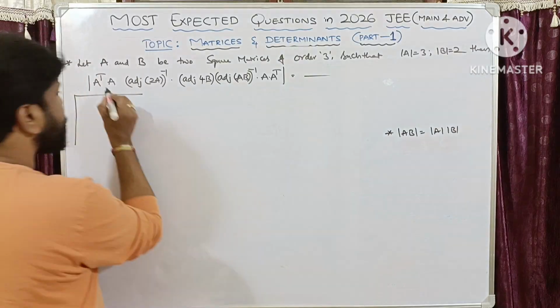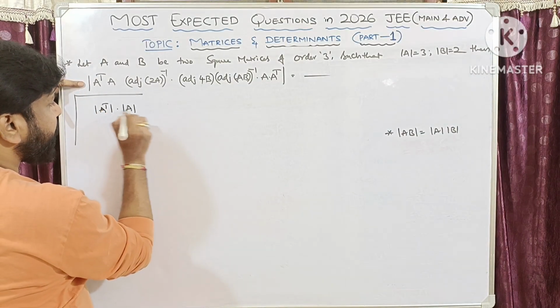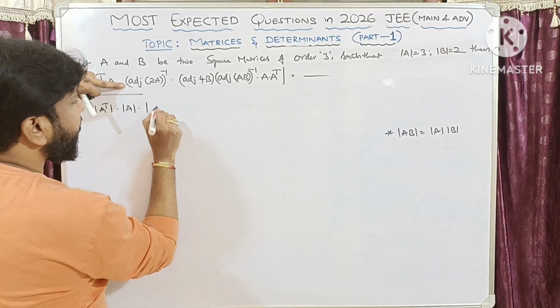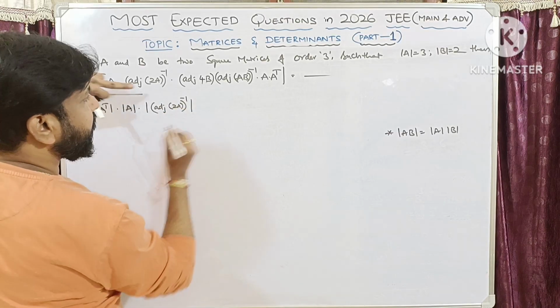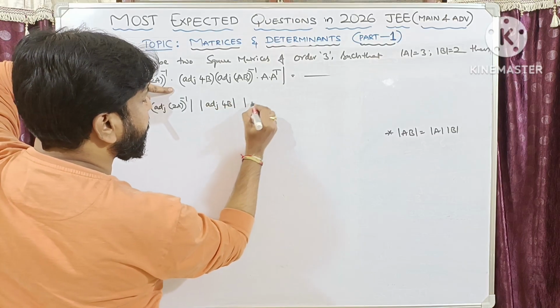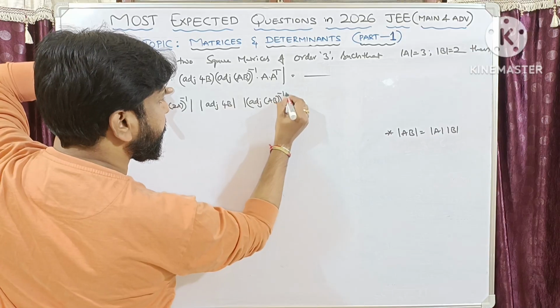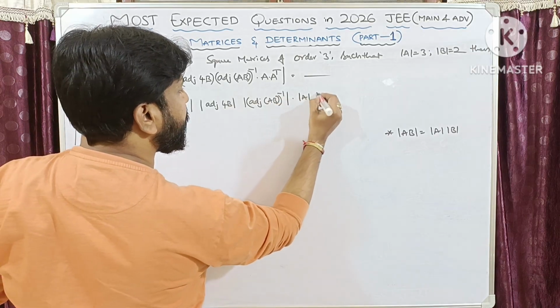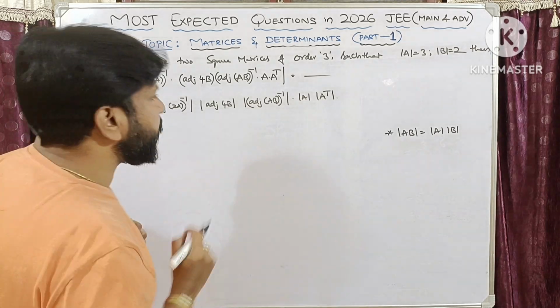Now this can be written as: determinant of A transpose, determinant of A into determinant of adjoint of 2A whole inverse, determinant of adjoint of 4B, determinant of adjoint of AB whole inverse into determinant of A into determinant of A transpose. Okay, now to continue this sum, you have to know two more important points.